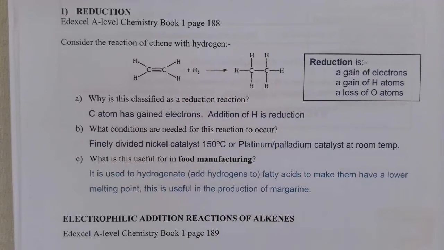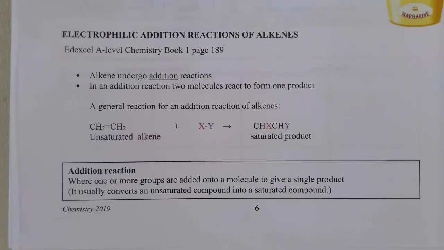You need to be able to classify it as reduction or addition, and you need to be able to give the catalyst and the degree to which it needs to be heated for this reaction to work. And you also need to know why it's useful. The addition reaction doesn't come up very commonly with hydrogen. However, there is a group of reactions called the electrophilic addition reactions of alkenes, which come up frequently and you need to know in a great deal of detail.